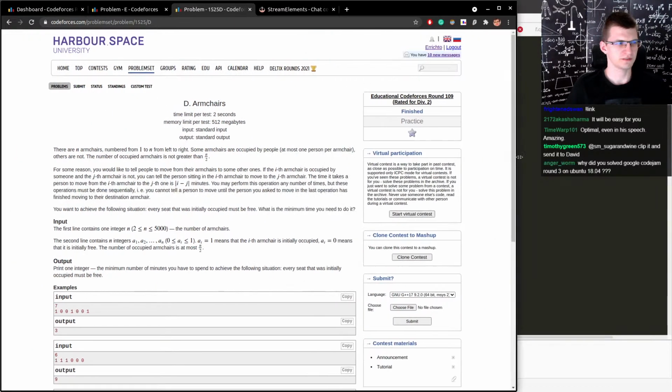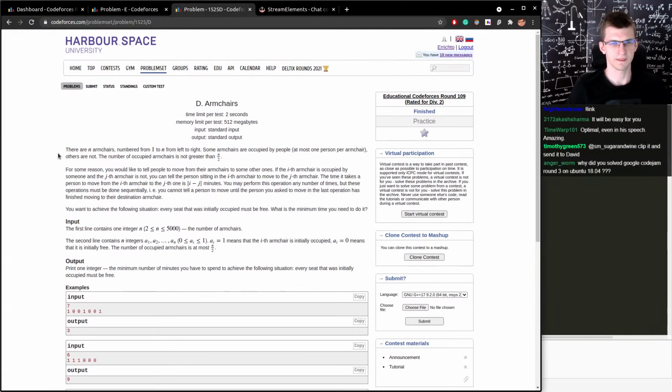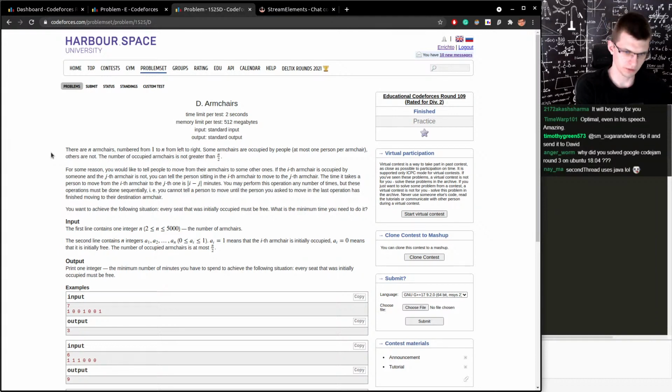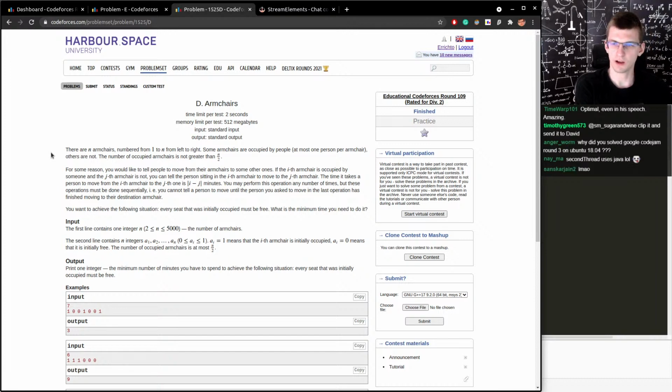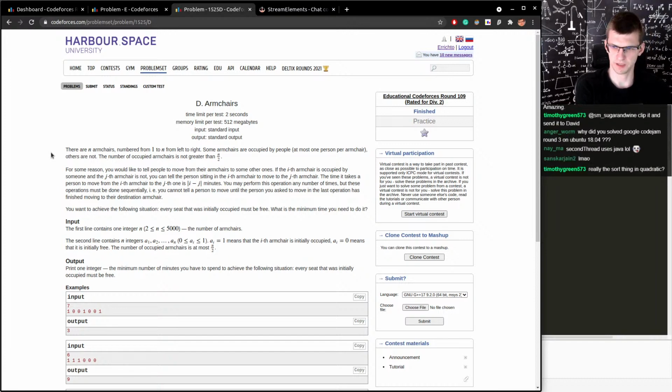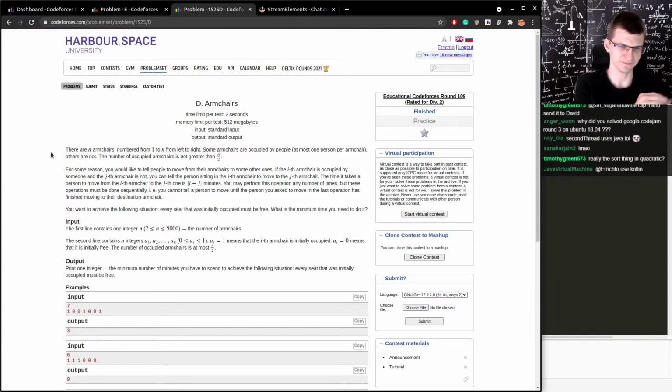Alright, armchairs. And chairs, some are occupied by people. Number of occupied armchairs is not greater than n over 2. I already told you recently, like a week ago, if there is a condition of n over 2, or especially greater than that, often the solution involves randomization. Maybe not here, if it's up to that.